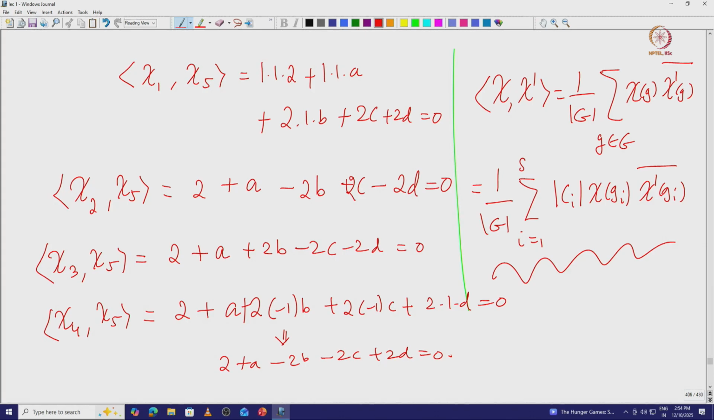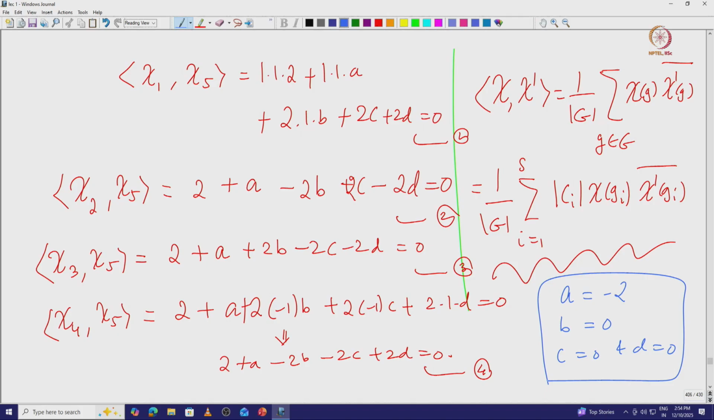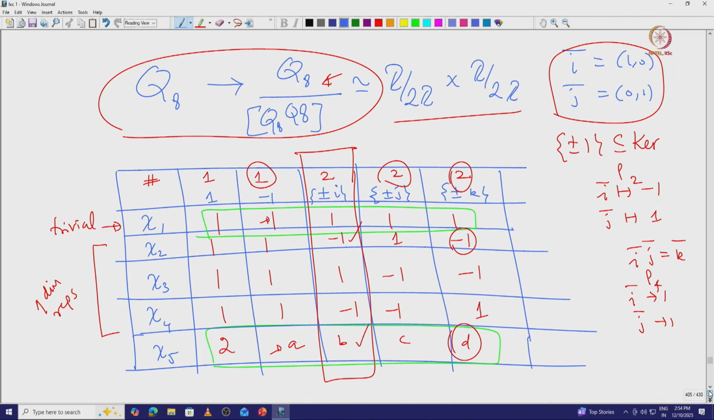So, we got 4 equations. This is equation 1 and this is 2 and this is 3 and then this is 4. So, 4 equations and 4 unknowns. If you solve this linear system, you can actually prove that you get exactly A equal to minus 2, B equal to 0, C equal to 0 and D equal to 0. So, this is what determines the values of A, B, C, D. Now we can fill it here. So, this is exactly equal to minus 2 and this is 0 and this is 0 and this is 0.